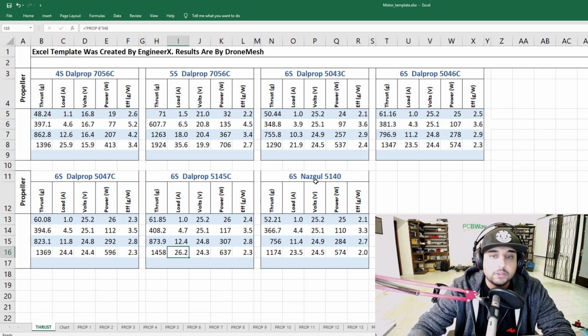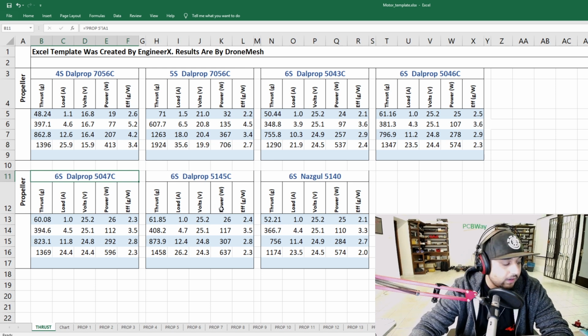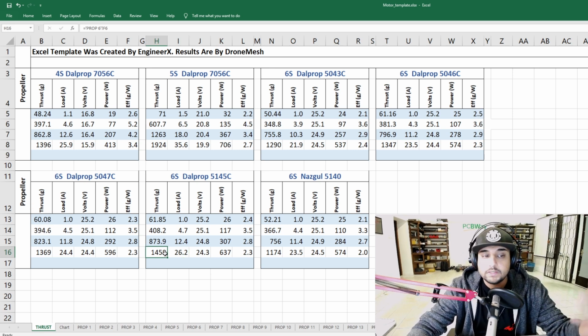Like, for me personally, where would I fly this? Actually, I would go between the 5145 and the 5047Cs on this motor on a 6S, and I think it would be pretty cool. I'm actually gonna try that. I will be trying that, because 1.4 kilograms on a 5.1 inch propeller, 26 amps. That's crazy. That's really, really good. Like, really good. I mean, so let me put this into perspective how good this is. Some of the top premium spec motors that are even smaller than this are actually pulling much more current for even less thrust on some of these tests here, which is pretty insane. So this motor is actually pretty good.